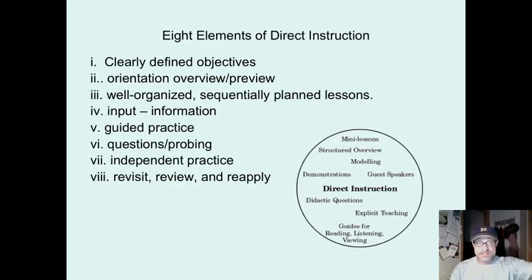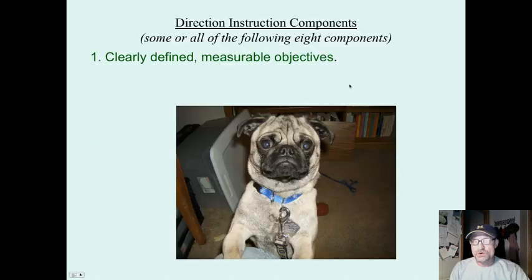8 elements. Take a look at them there. This is kind of an advanced organizer to show you what is to come. If you notice that's part 2 of direct instruction, overview, preview. So this is your overview, preview. Direct instruction has some or all of the following 8 components.